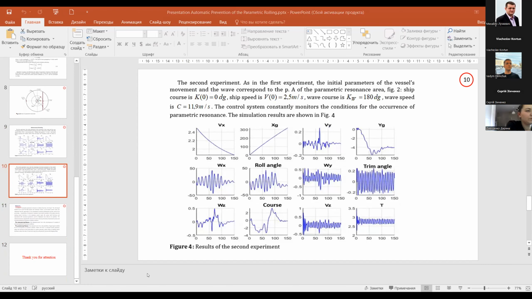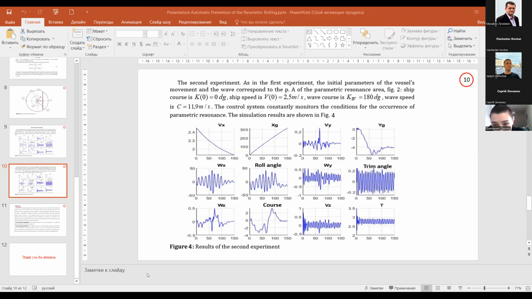Second experiment. As in the first experiment, the initial parameters of the vessel movement and the wave correspond to point A of the parametric resonance area, figure 2. Ship course is 0 degrees, ship speed is 20.5 meters per second, wave course is 180 degrees, wave speed is 11.9 meters per second. The control system constantly monitors the condition for the occurrence of parametric resonance. Simulation results are shown in figure 4.